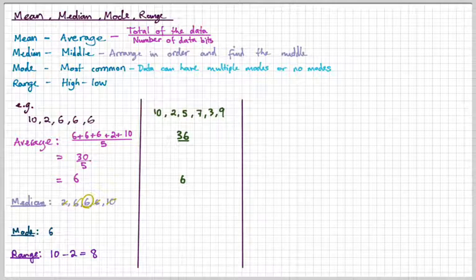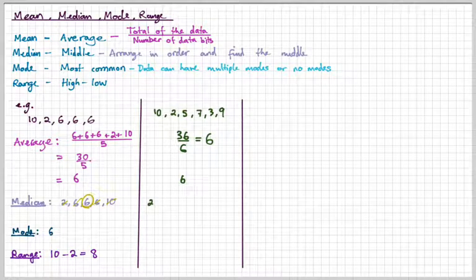The average, so if we do the total of these numbers, 10 plus 9 plus 2 plus 5 plus 7 plus 3, we get 36, and there are 6 numbers. 36 divided by 6 is 6. So the average is 6.